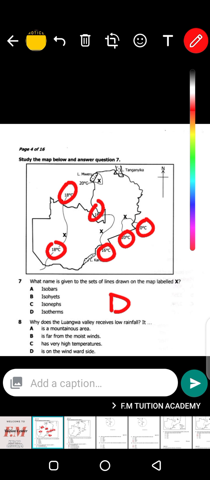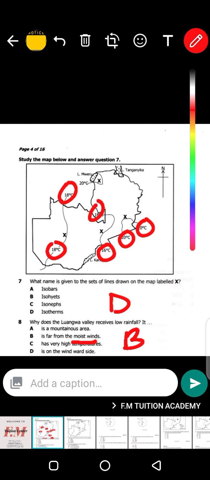Second question: why does Luangwa Valley receive low rainfall? The only reason why there is low rainfall in any place is because that place is far from the moist winds. So the answer is D. The answer is not D, sorry. Moist winds is B. The answer here is B. This word here, moist. When an area is far from the moist winds, there will be low rainfall. So the answer is B.